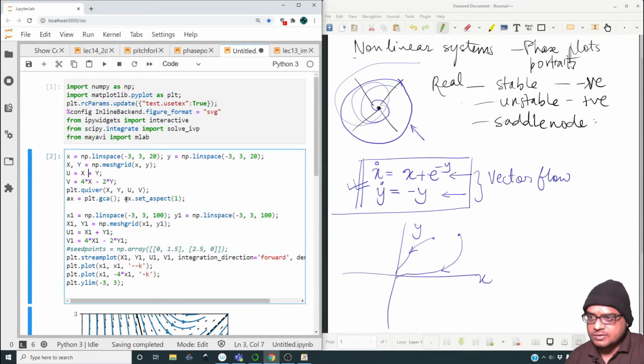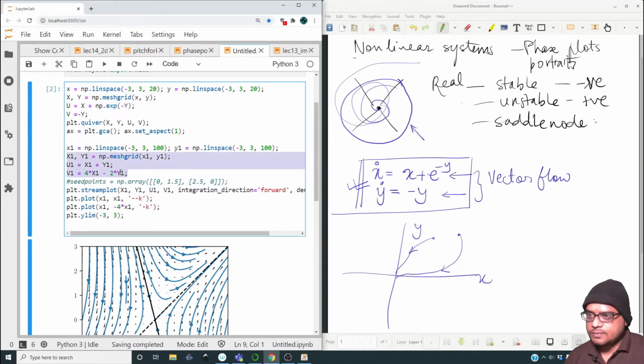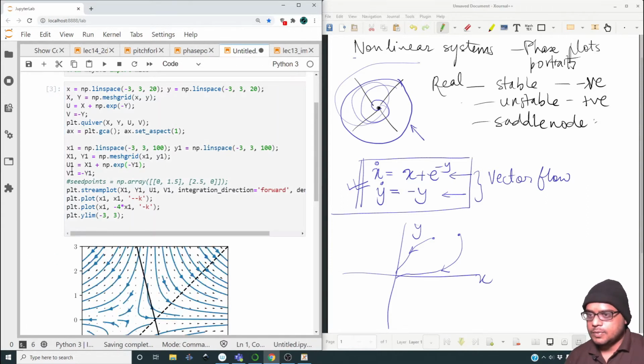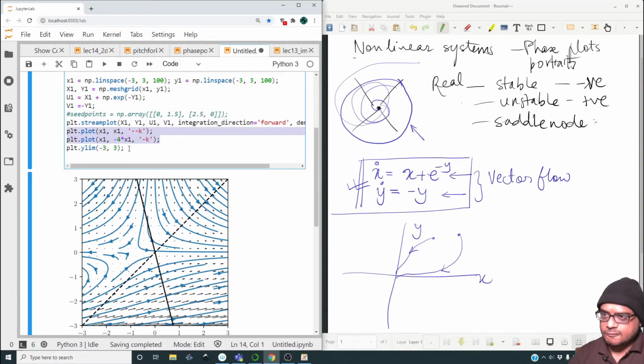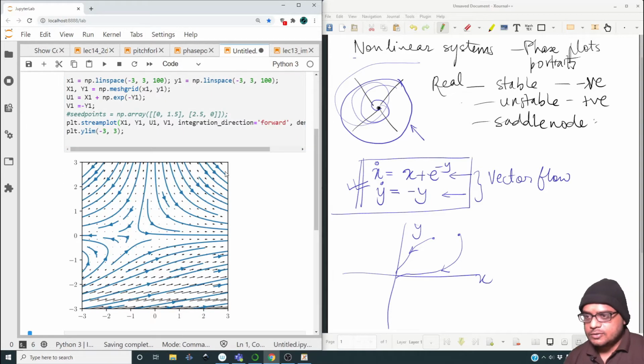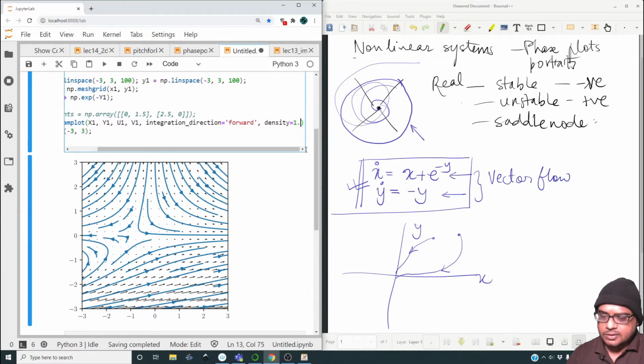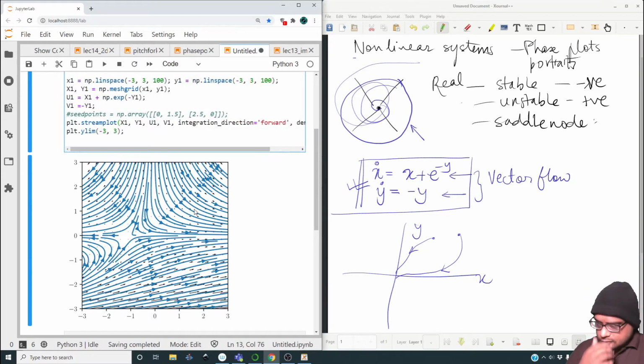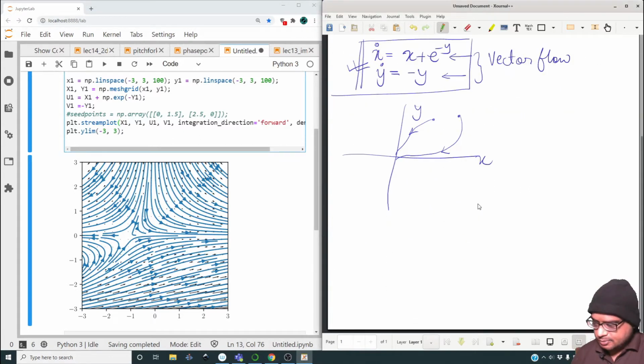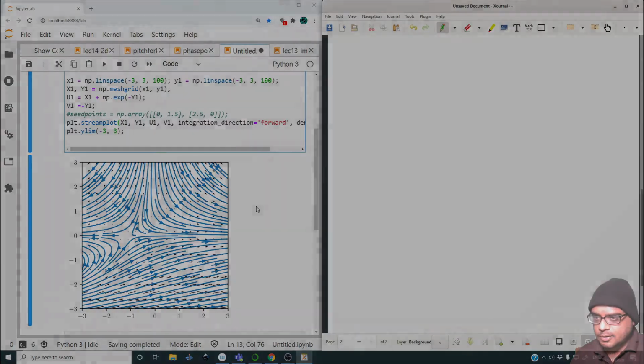So let me now change the flows. This is x plus e to the power minus y, and this is simply going to be minus y. Let me change this as well. Let us first see how the flow looks. Okay, let me get rid of these eigenvectors that we had plotted. Alright, so this is how the flow looks. Let me increase the density to 1.5. Okay, right over here, let me take this plot to our notebook.